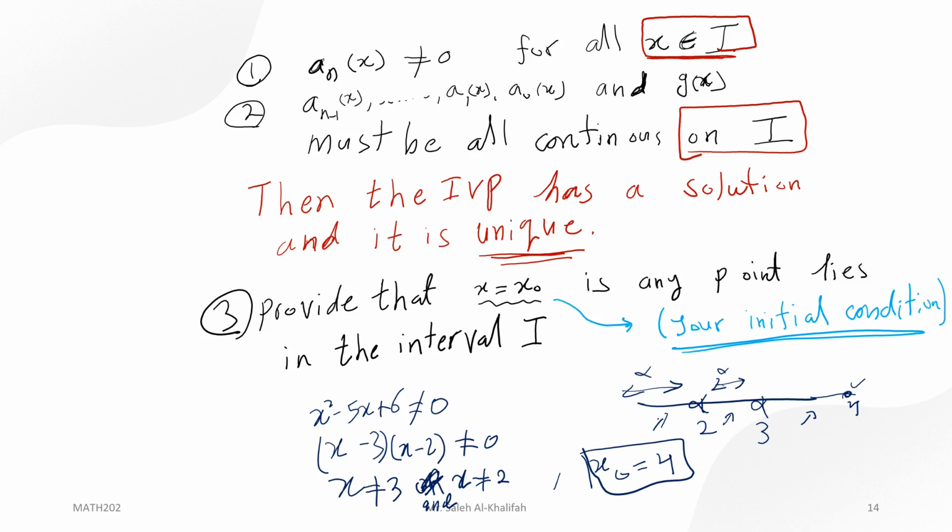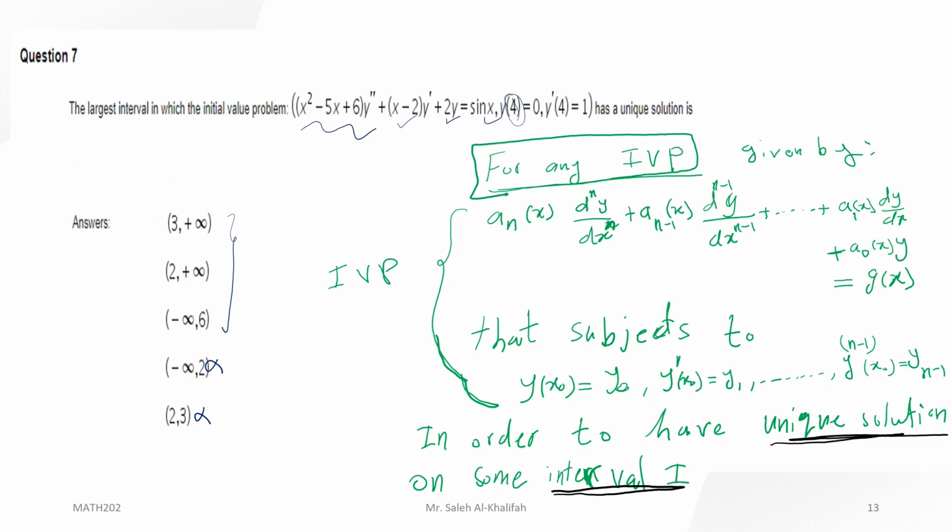So obviously the largest interval is what? From 3 up to infinity. ليش؟ It is open and a_1 does not equal to 0, and also the initial condition lies inside this interval. So the answer is A.